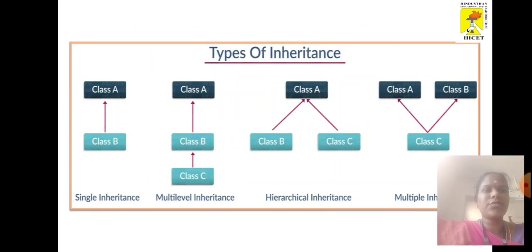So these are the different types of inheritance. First one is single inheritance. You can easily notice that class A will be derived from class B. And multi-level inheritance, class A will be derived from class B, and class B should be derived from class C.